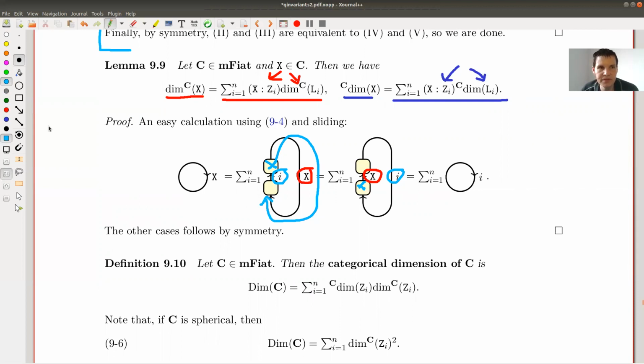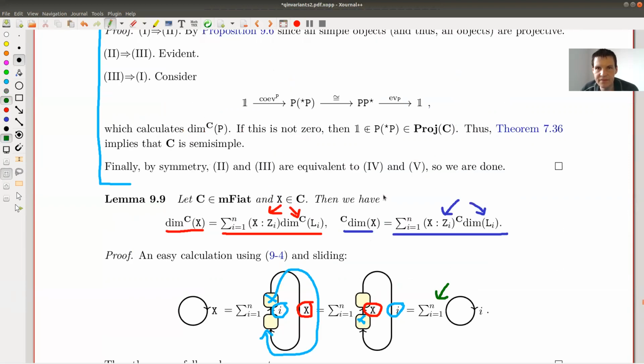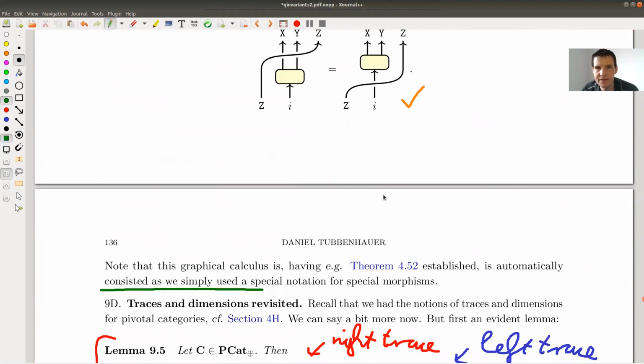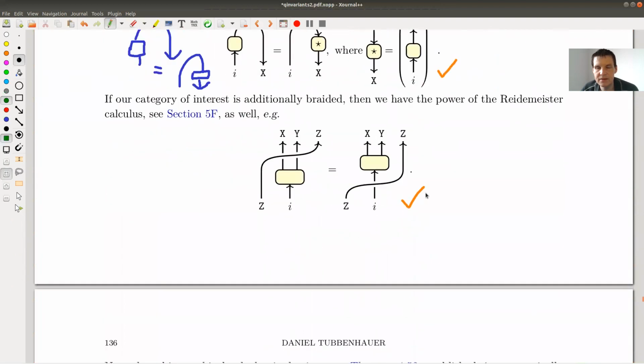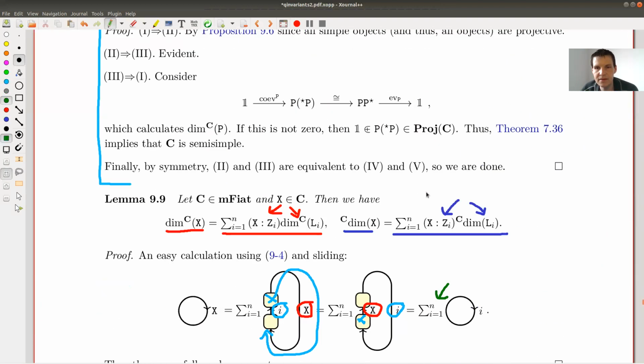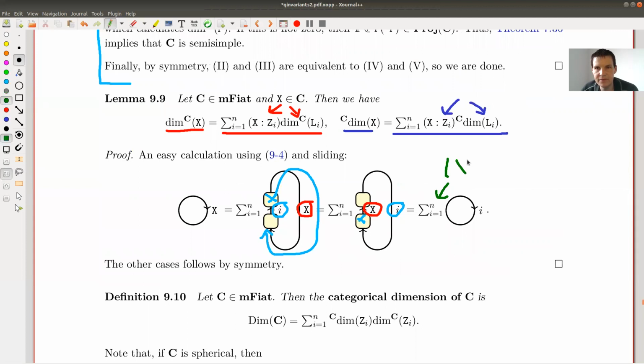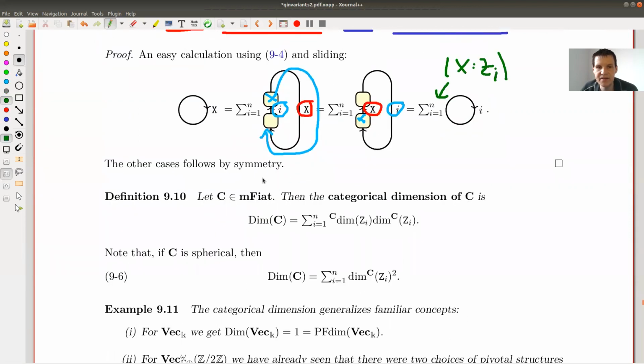And now we can use the multiplicities. The multiplicities are missing here in this equation. So you would get x over the I, times, this is just the dimension of I. So only the multiplicities are missing here. Okay, but otherwise the argument is just a sliding argument.